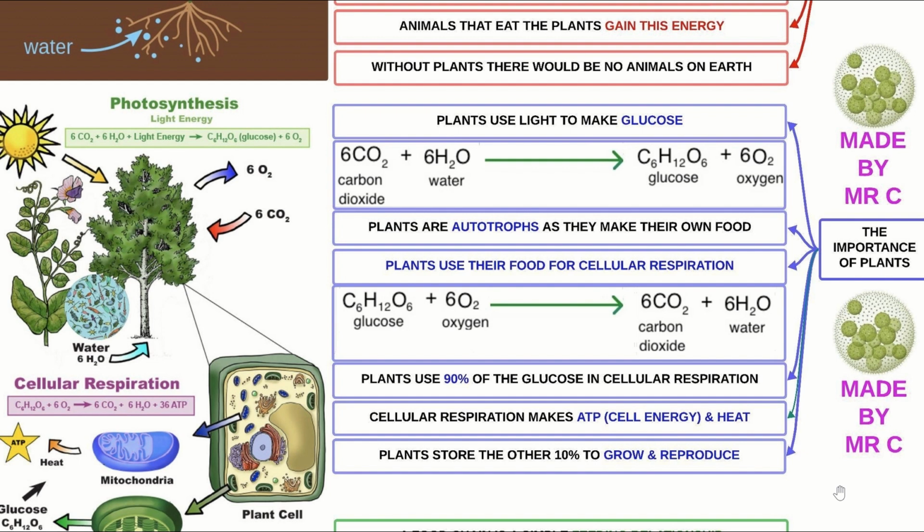Plants use their food for cellular respiration. The equation for cellular respiration is glucose plus 6 oxygens gives us 6 carbon dioxides and 6 waters. Plants use 90% of the glucose that they make for cellular respiration. Cellular respiration makes ATP, which is cellular energy, and heat. Plants store the other 10% for growth and reproduction.